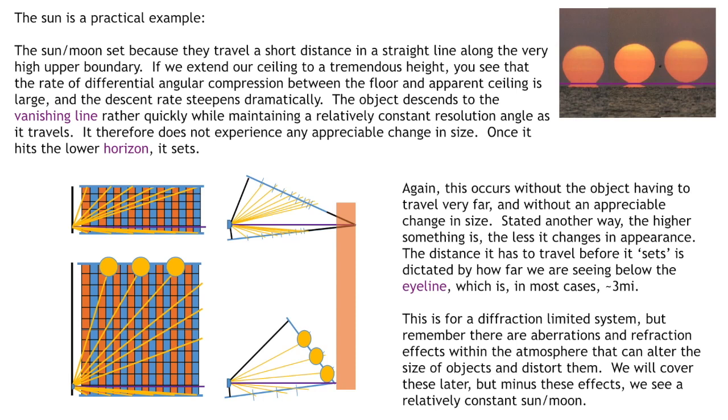Again, this occurs without the object having to travel very far because it is so high up, and without an appreciable change in size. Stated another way, the higher something is, the less it changes in appearance. The distance it has to travel before it sets is dictated by how far we are seeing below the eye line, which is, in most cases, about 3 miles. This is for a diffraction-limited system, but remember there are aberrations and refraction effects within the atmosphere that can alter the size of objects and distort them. We will cover these later, but minus these effects, we do see a relatively constant sun and moon.